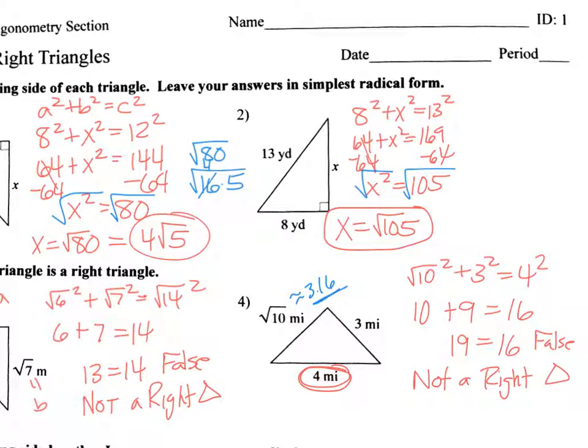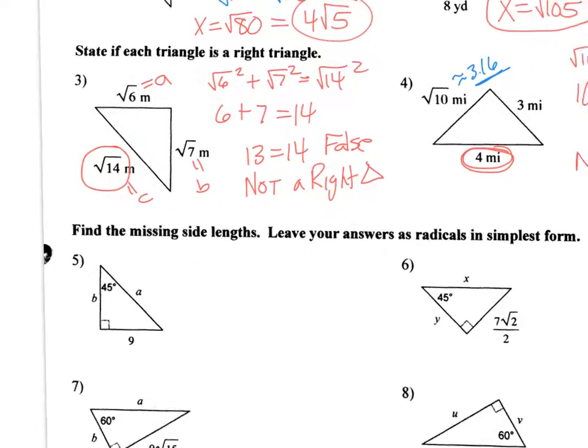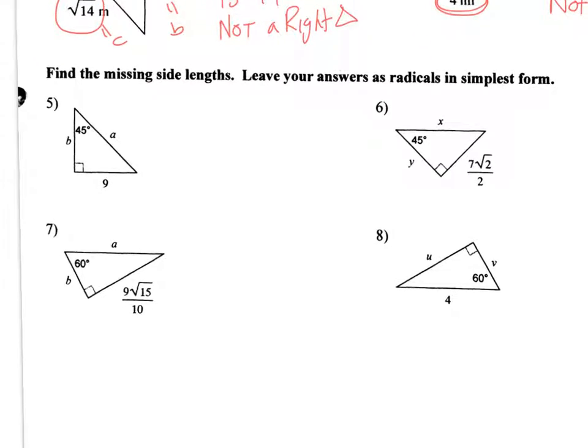So again, this one's been worked out. You can look at it. Again, whenever they're not all the same type of number, one's a square root and the others are not, always find out the value of that square root to see whether or not it's the biggest side or not, so you know which one to put in for c in the formula. Okay, moving on, we're going to go to these.